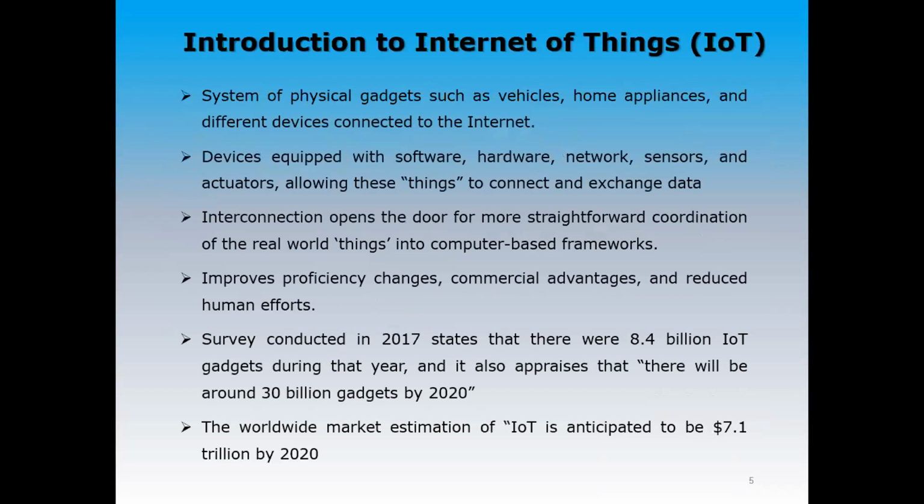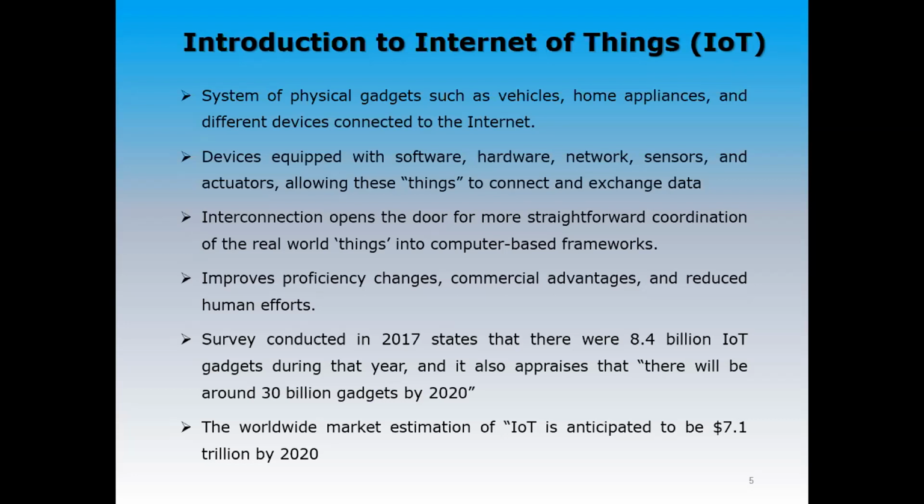It's nothing but all the physical gadgets, starting from your car key to your vehicles, your appliances like microwave, air conditioning, geyser, refrigerator, to anything, is going to be interconnected. They're going to talk among themselves and get connected to the internet for further analysis. This interconnection opens the doors for straightforward coordination, and ultimately gives us improved proficiency, some commercial advantages, and societal applications.